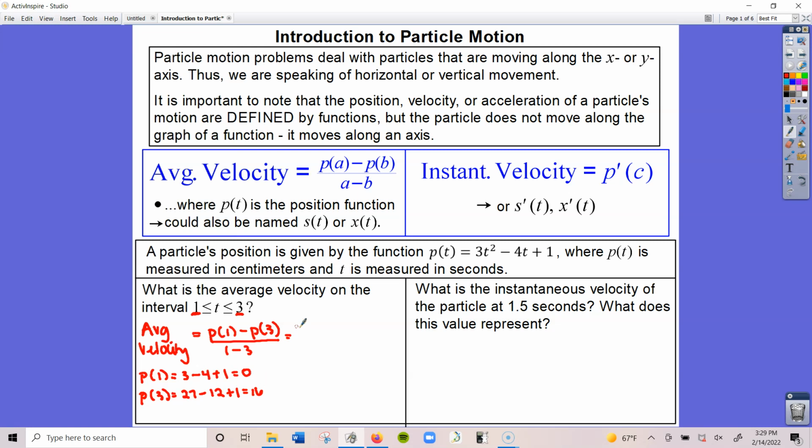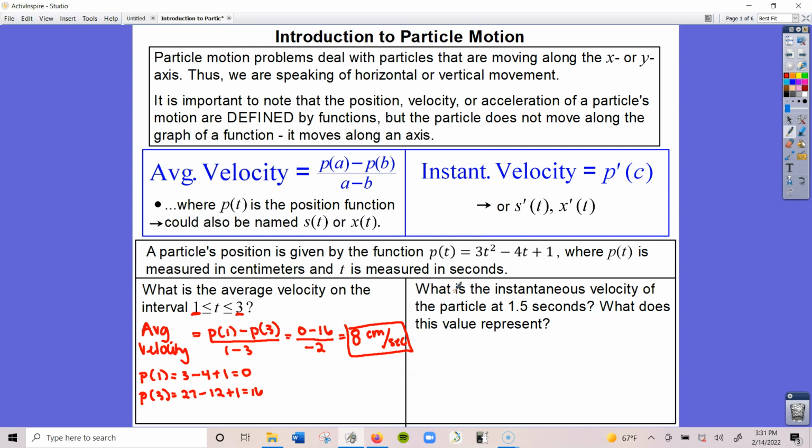So I can plug in these values now for P of 1 and P of 3. So P of 1, 0, minus P of 3, which is 16, over 1 minus 3, which is negative 2. This gives me negative 16 over negative 2, which is 8. And our units here, since position is given in centimeters, and then I'm dividing by 1 minus 3, which is the time, that's going to be centimeters per second.